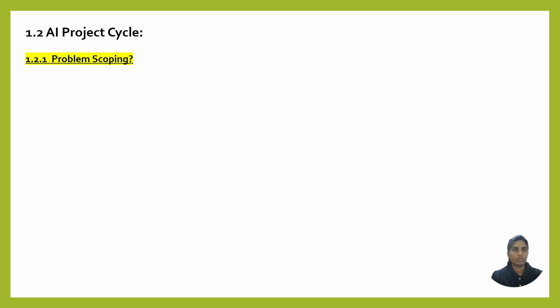So today we are going to see about the topic problem scoping. In the previous video we were discussing the different types of project cycle. There are 6 stages we were seeing, right? The first step was problem scoping. Second one is data acquisition. Third one is data exploration. Fourth one is modeling, then evaluation, and the last one is deployment. So these were the 6 stages we were looking at, right? In detail we are going to see all the 6 stages one by one.